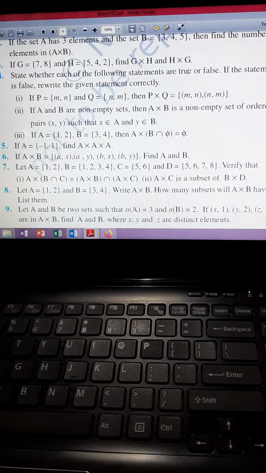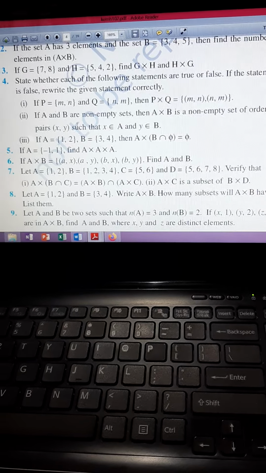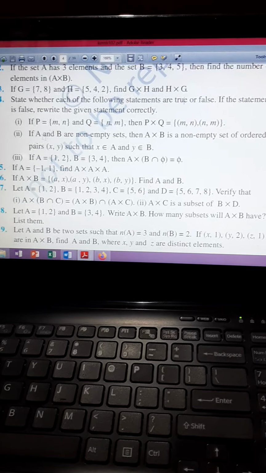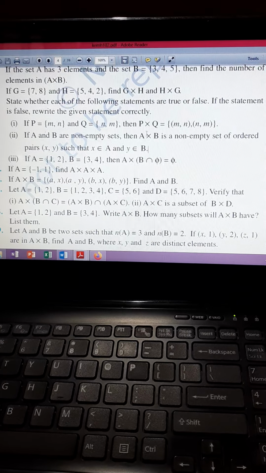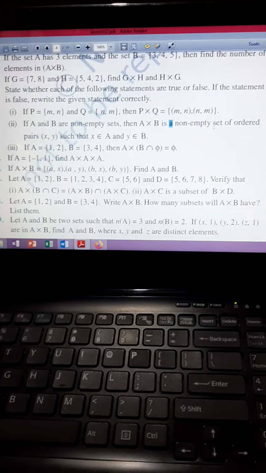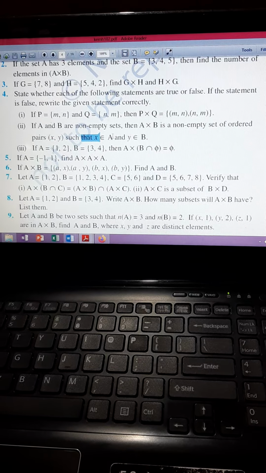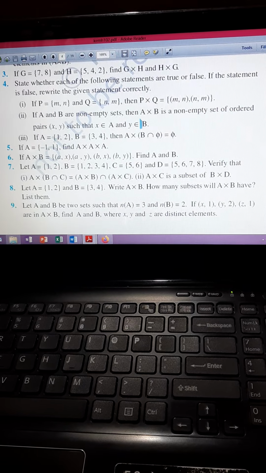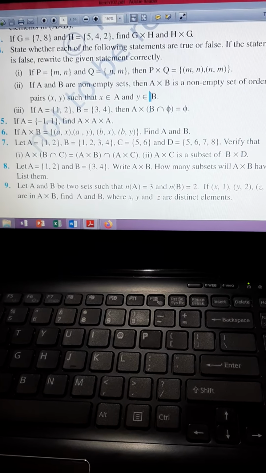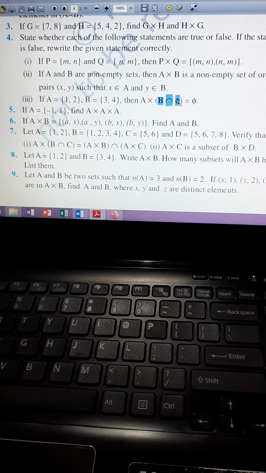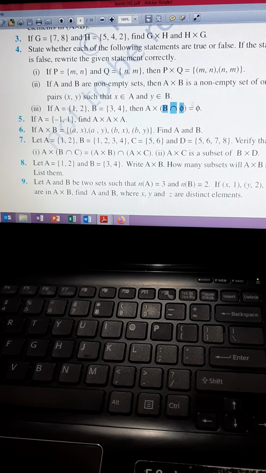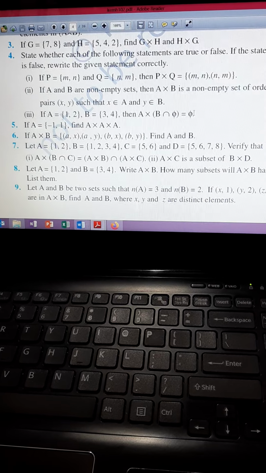Second question. A cross B is a non-empty set of ordered pairs such that x is in A and y is in B. So obviously this is true. This is the definition of cross product. A cross B is a non-empty set of ordered pairs x comma y, where x comes from A and y comes from B. So the second one is true. Third one: what is the answer to B intersection phi? You know from set theory this is phi, and A cross phi gives you phi, so this is again true.